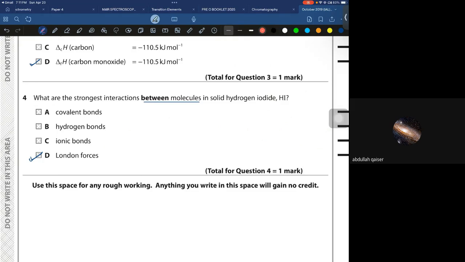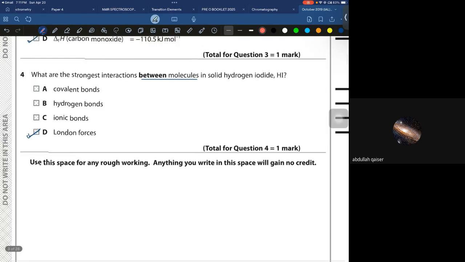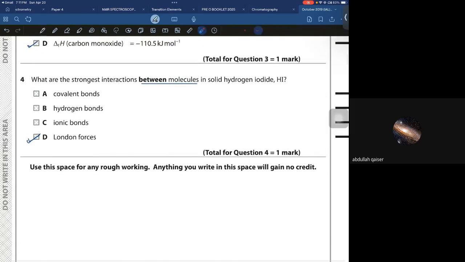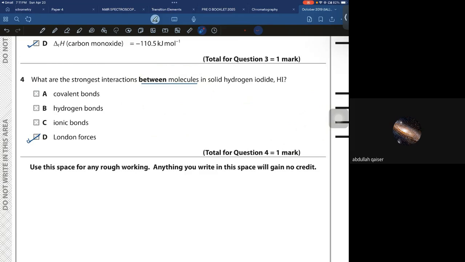Okay. Thanks. So, sir, why is it not covalent again? Covalent means the bond which is present between hydrogen and iodine. It's not an intermolecular bond. It's intramolecular. They are asking between the molecules, between two HI molecules. Covalent is an intramolecular bond, between the elements. They are asking between the molecules. Yes, they are asking about the IMF.